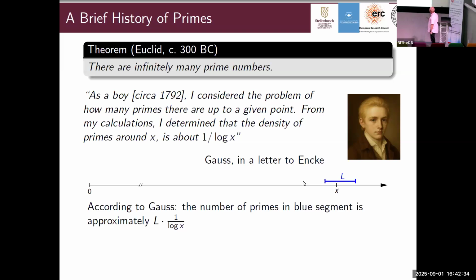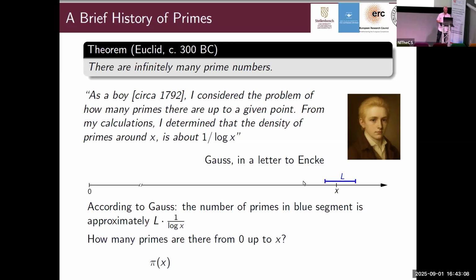And according to Gauss, the number of primes in the blue segment is L divided by log x. That's a good exercise. For example, if you take an interval of length 1,000 around 10 to the 6, how many primes would I suspect to be there? Well, it's 1,000 divided by the log of 10 to the 6. The log of 10 to the 6 is 6 log 10. Log 10 is 2 point something. So it's maybe 1,000 divided by, let's say, 15. So then you get some guess there. Maybe there are 60, 70 primes or something like that in that interval.